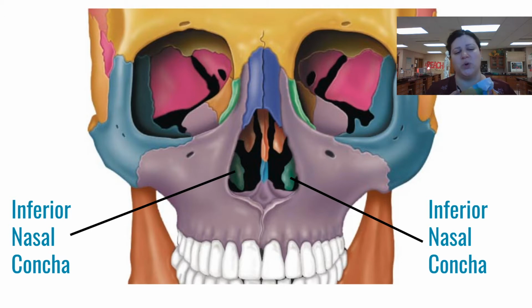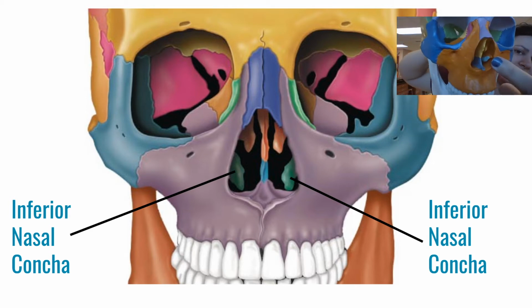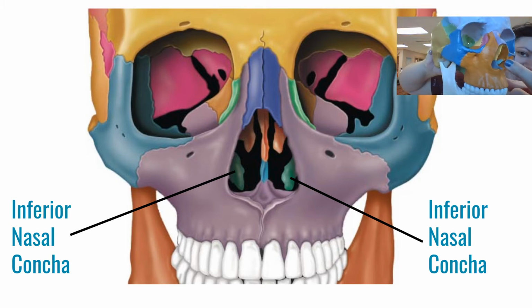Another nose bone, inferior nasal concha. This is like if you stuck your finger up your nose and felt the bone that's up inside there, that would be your inferior nasal concha. So we can see it, it's like next to the maxilla there. It's paired, that's why there's two of them. And on here, it's that light blue color up there in the side of the nose.